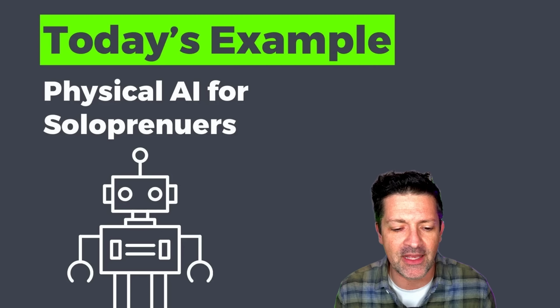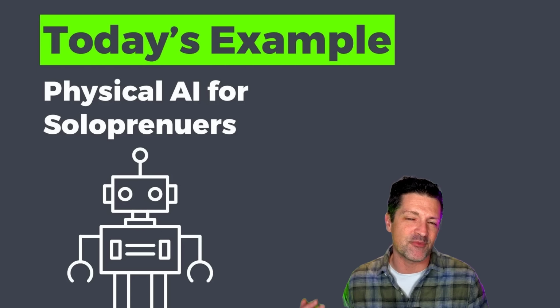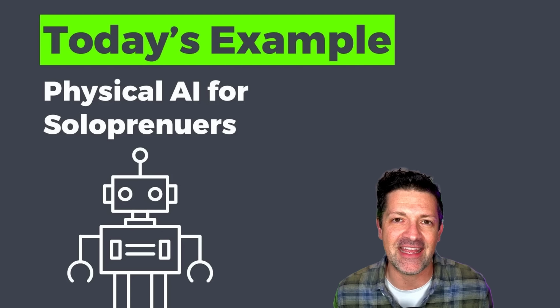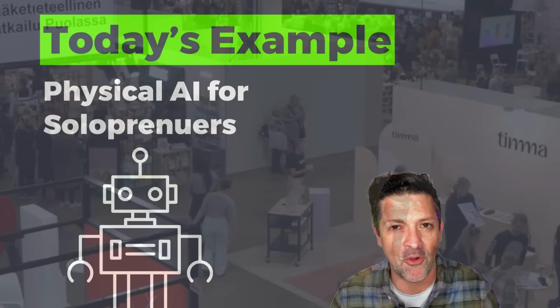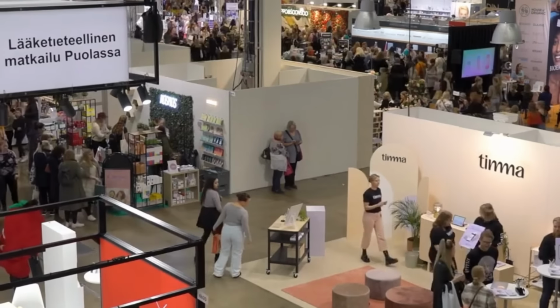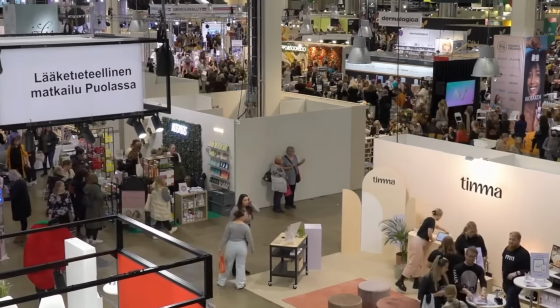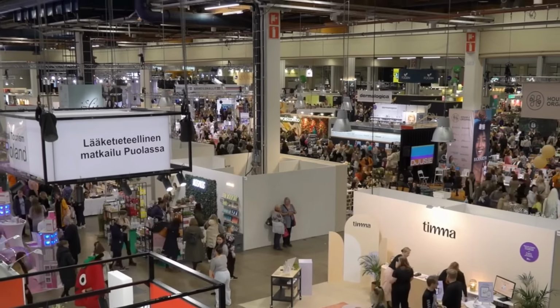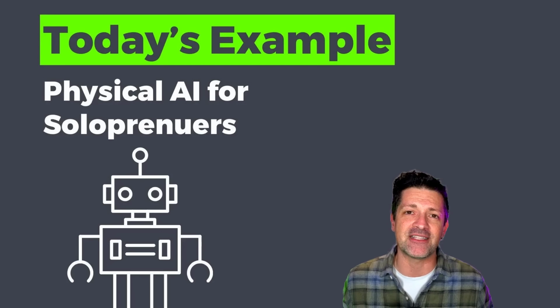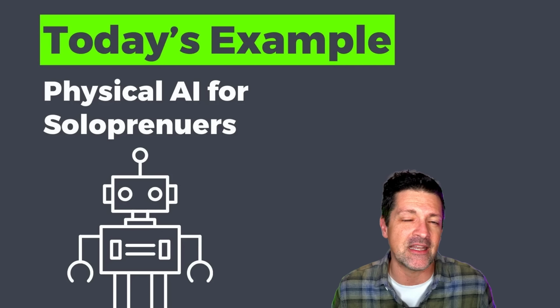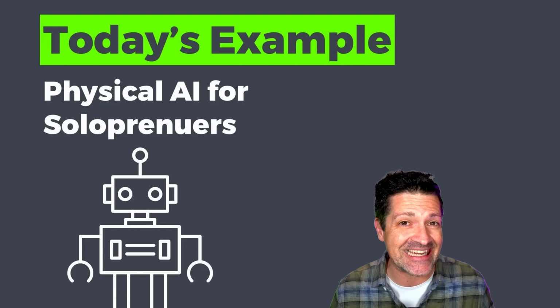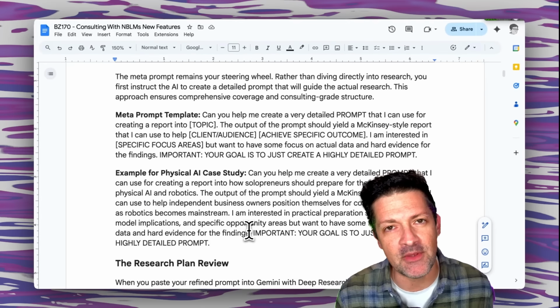Today's example is this physical AI case study. So I just got back from CES, which was a massive conference in Las Vegas, and there was tons of humanoid robots and really all sorts of robots out in the real world, from Caterpillar, the construction company, on down to little tiny nanobots. And it got me thinking about this physical AI as being really the next frontier and how solopreneurs might be able to get into that game. That's the example we're going to be going through today.